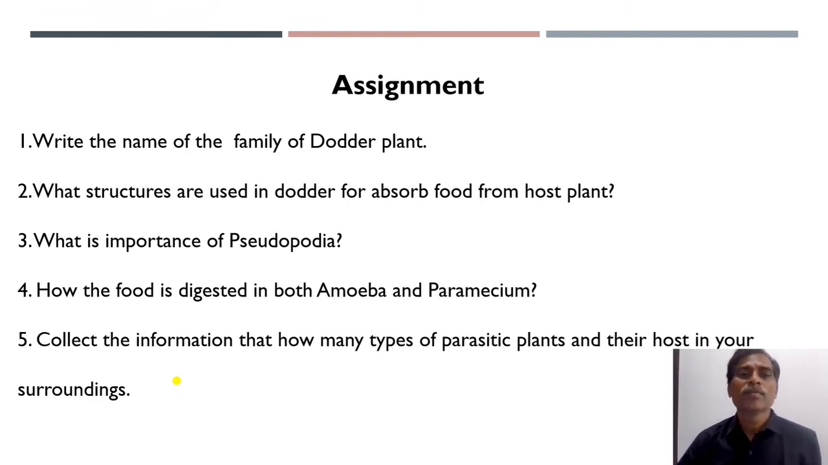An assignment for you. That is the first question. Write the name of the family of Dodder plant. What structures are used in Dodder to absorb food from the host plant? What is the importance of pseudopodia? How is the food digested in both amoeba and paramecium? Collect the information on how many types of parasitic plants and their hosts are in your surroundings.